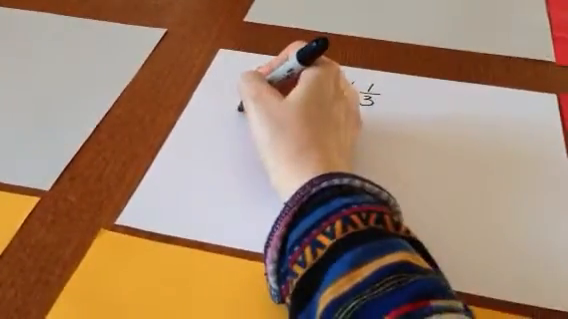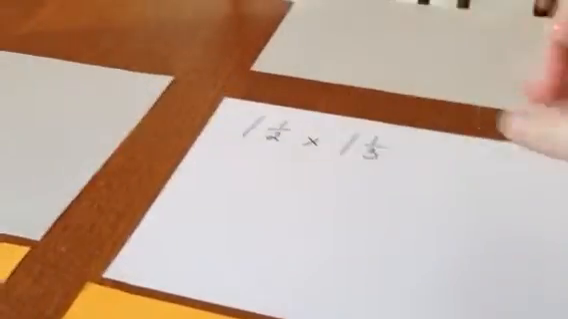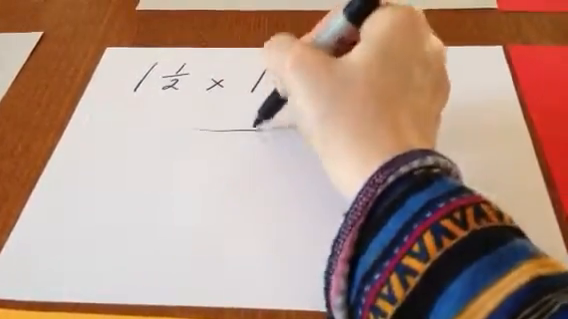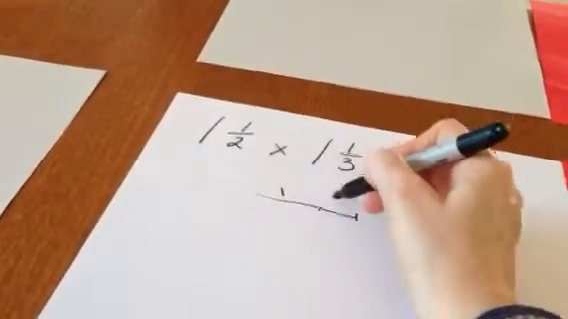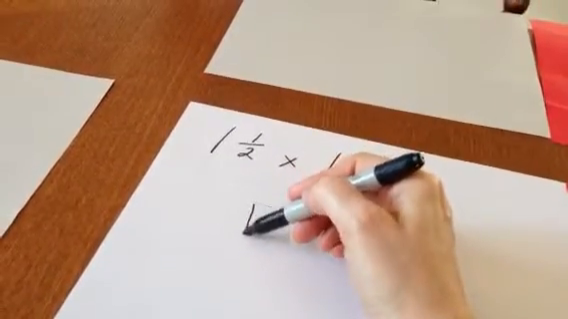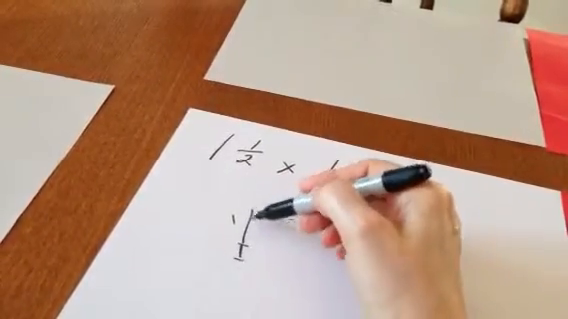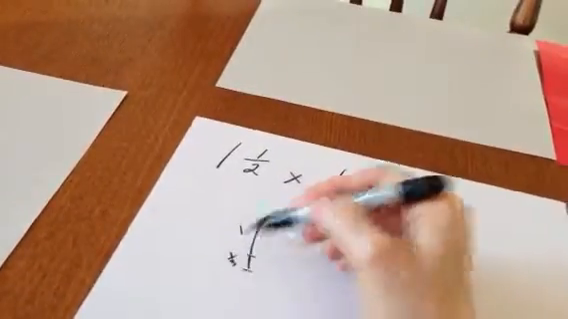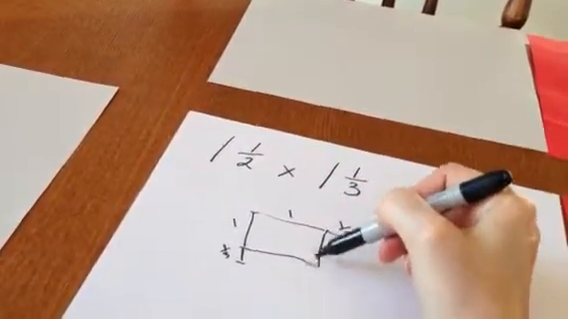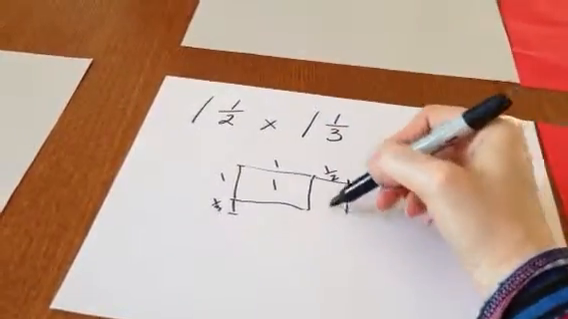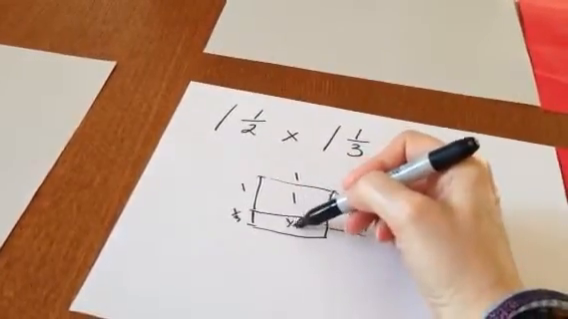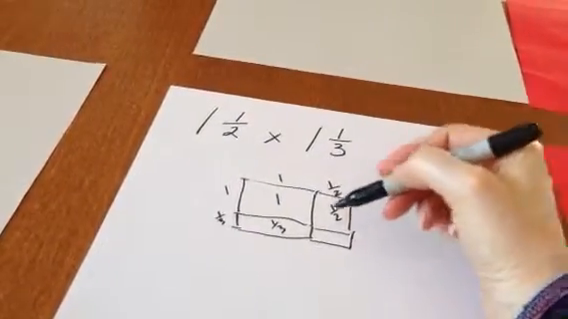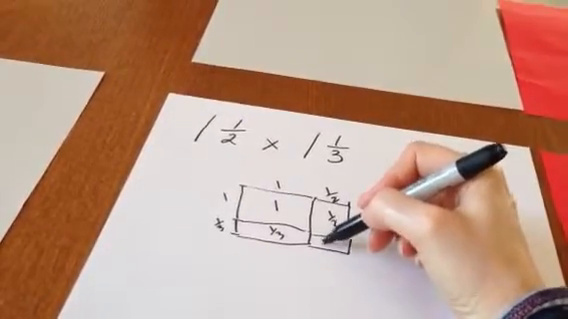I'll write it out. Well, maybe I'll accompany it with a bit of a drawing. Okay, so let's do that. Here was our length of 1 and 1/2 of 1. Here's our length of 1 and 1/3 of 1. That becomes our paper of area 1. There's our 1/2 paper, our 1/3 piece. And the product of 1/2 and 1/3 is 1/6.